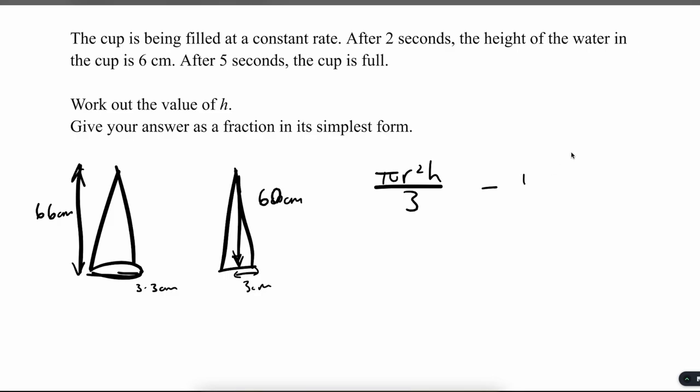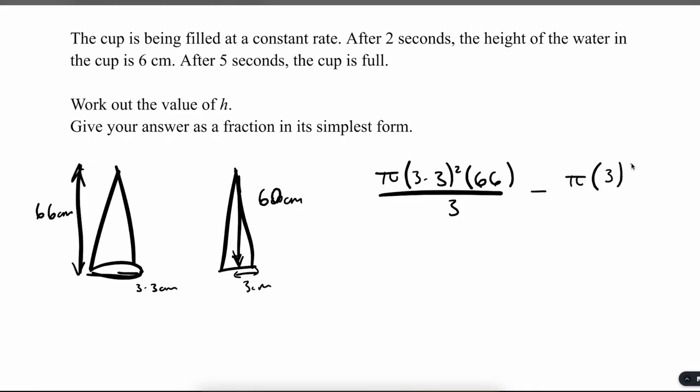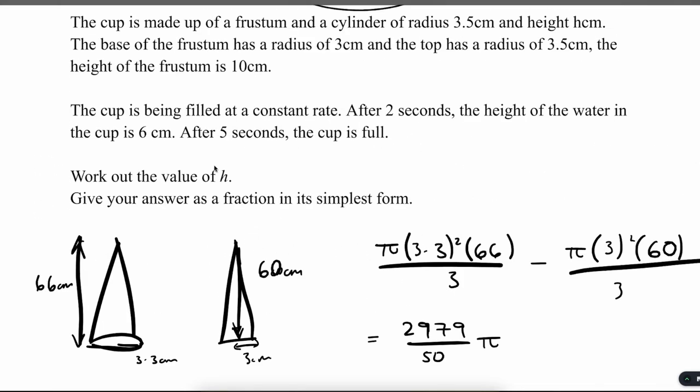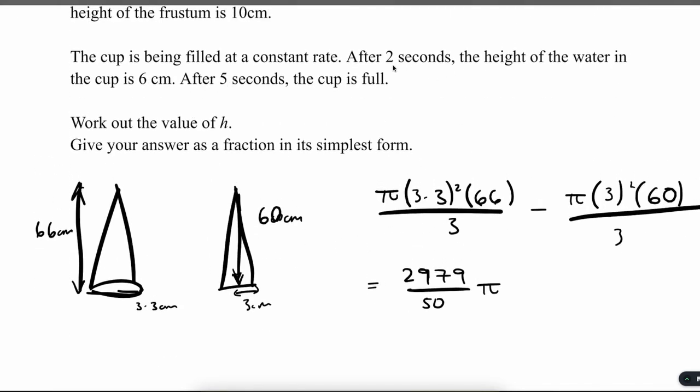So let's just do that now. Pi r squared, which is 3.3 squared, h, which is 66, over 3. So pi r squared h over 3, and then subtract pi r squared, which is 3 squared, 60 is the height, over 3. And using your calculator, 2979 over 50 pi. So that is the first volume, and that is after 2 seconds.